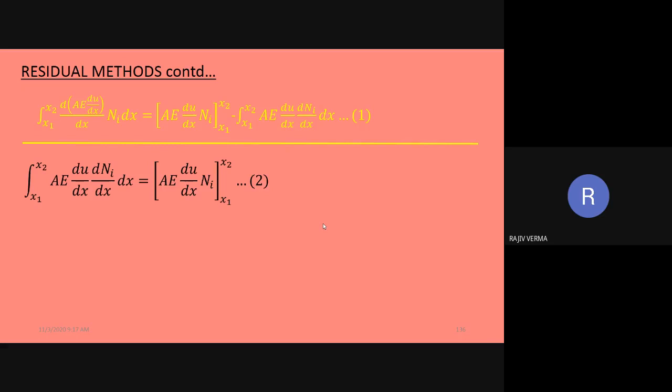Please note that in equation number 1, the left hand side represents the governing equation multiplied by the weight, multiplied by the shape function. Now this thing has to be minimized. Therefore, it is going to have a value 0, which means that both the terms on the right hand side can be adjusted to take a form of the second equation.